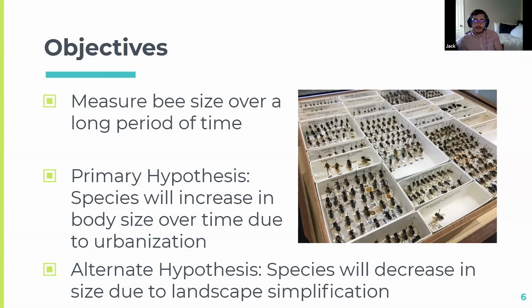My primary hypothesis was that the species body size would increase over time due to the urbanization of Raleigh. Urbanization leads to habitat fragmentation, meaning that bees would have longer foraging times, and having a larger body size would be more advantageous in both making these longer journeys and bringing back enough pollen for it to be worth the trip. My alternate hypothesis was that species would decrease in size due to landscape simplification and the loss of floral resources.